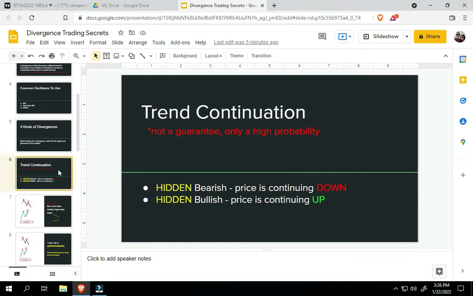So first, we're going to talk about a trend continuation divergence. It's not a guarantee. If you see a trend continuation divergence, there's only a high probability that the trend will continue. You'll need confirmation. The two types of trend continuation divergence will be titled with the word hidden in front of them. Hidden bearish means that the price is continuing down. A hidden bullish is the price is continuing up.